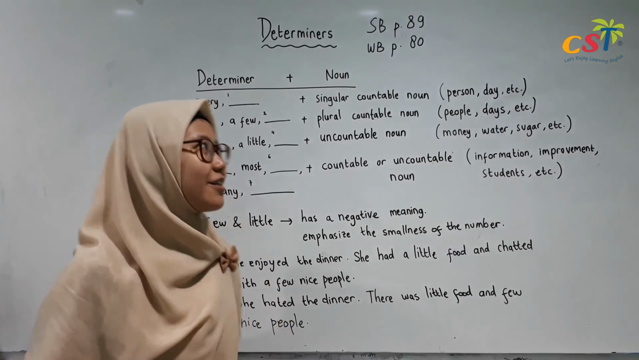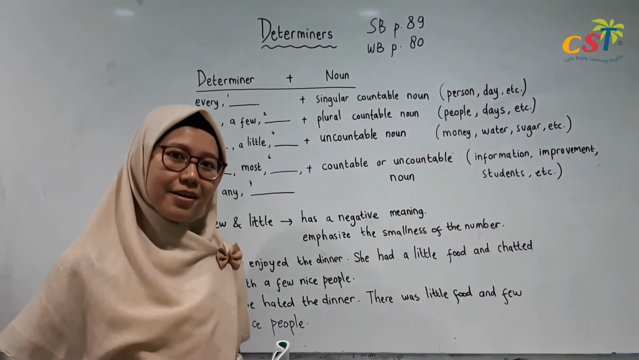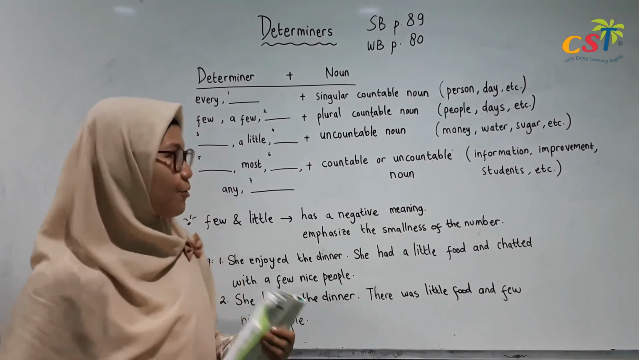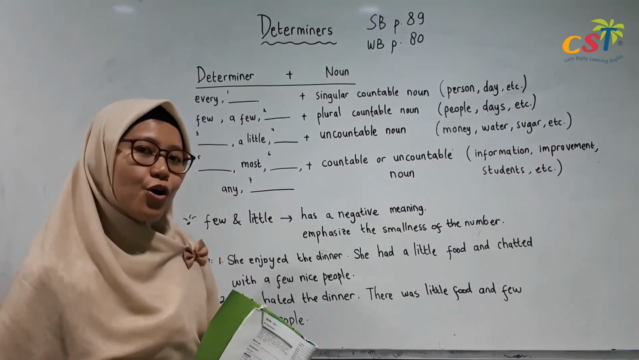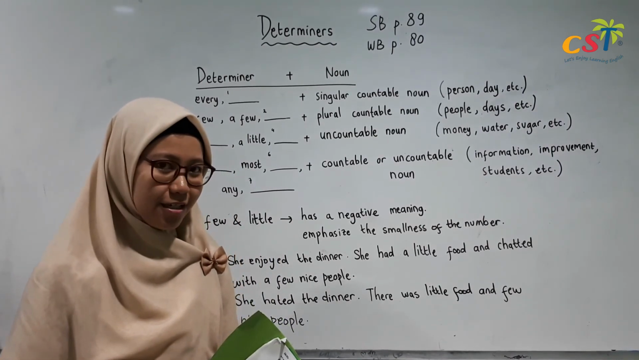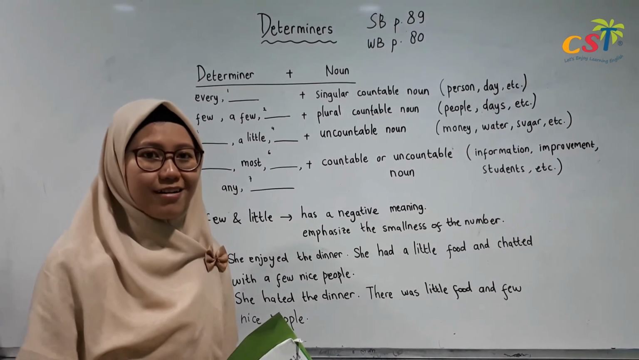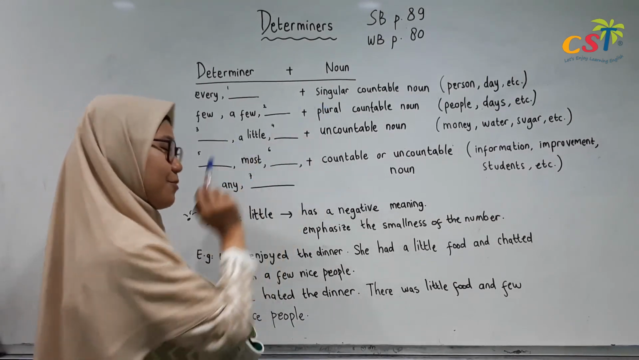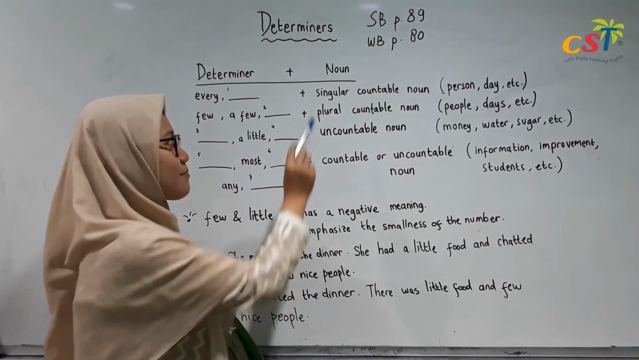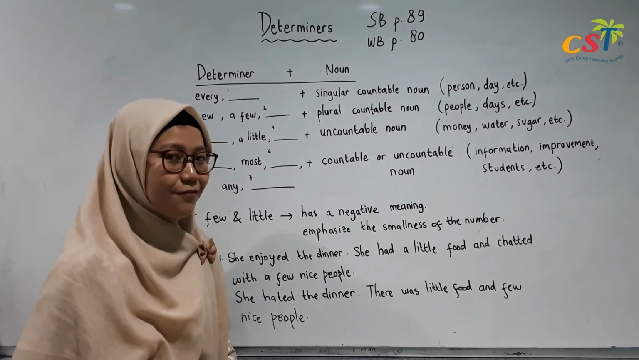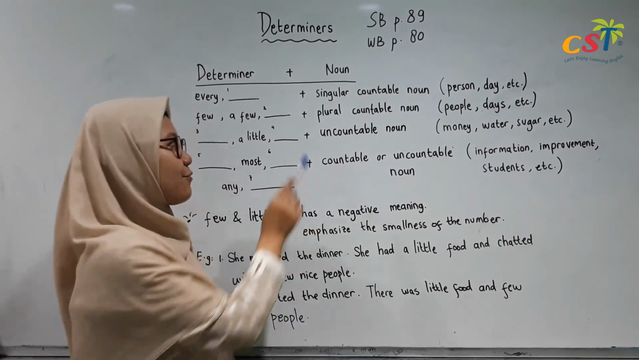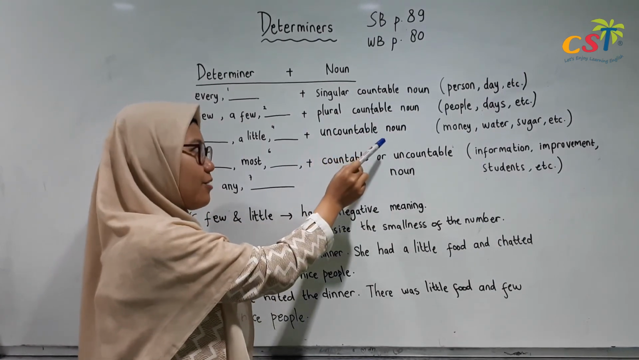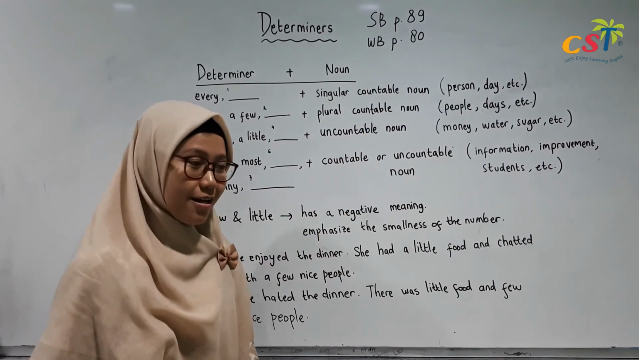Today we are going to learn grammar about determiners. Determiners are the words that you put at the beginning to show the amount of something, whether it is much or less. Because you put it before a noun, you have to identify the types of the noun. We have singular countable noun, plural countable noun, and uncountable noun.